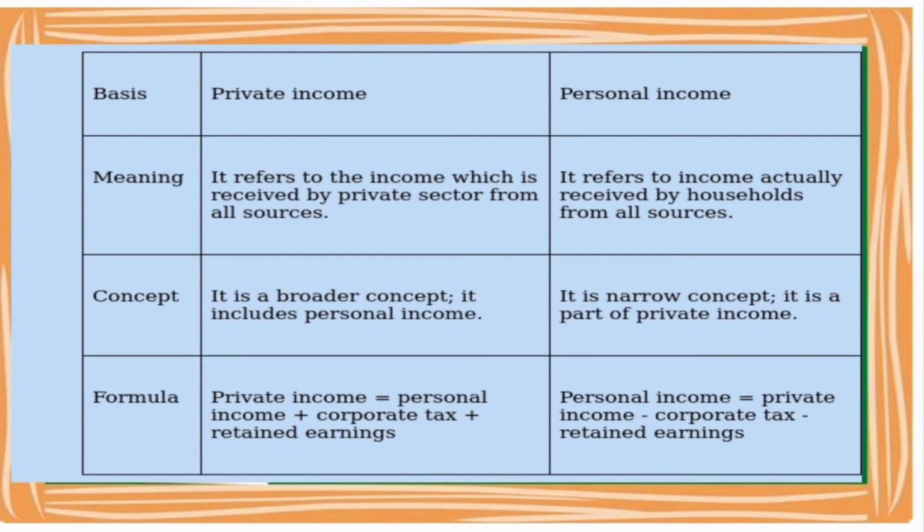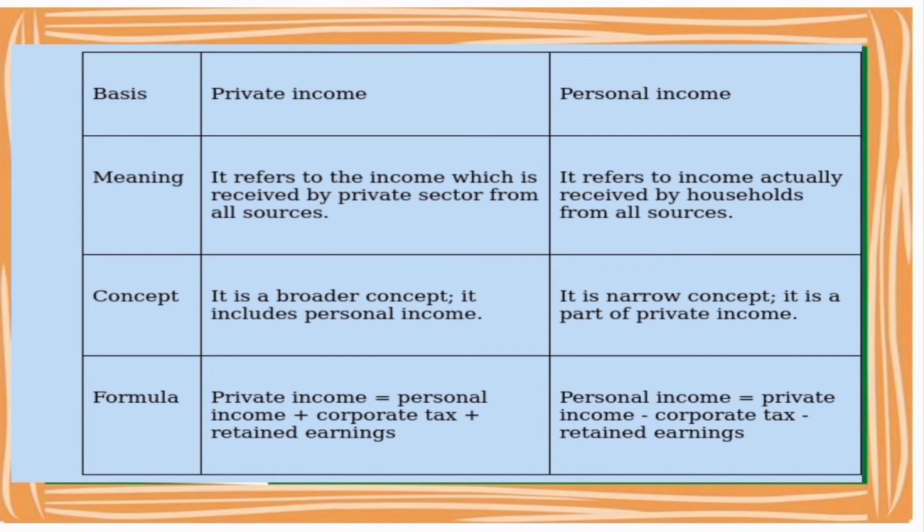Corporate taxes are taxes paid by the private enterprises to the government and are not received by the household. Likewise, retained earnings are the corporate savings. They are retained by the private enterprises for their future expansion and unforeseen events. They don't belong to the household. So we are deducting corporate tax and retained earnings from private income in order to arrive at personal income.